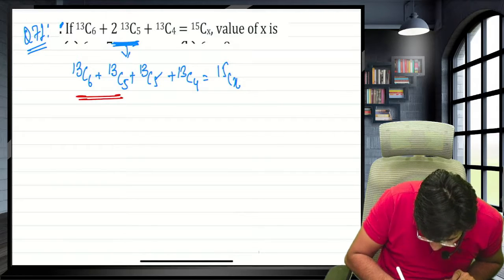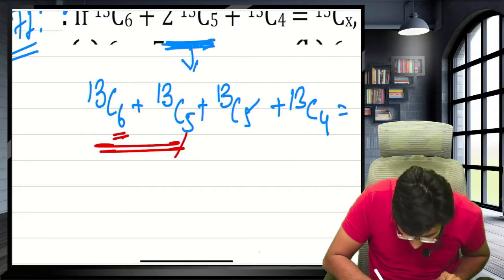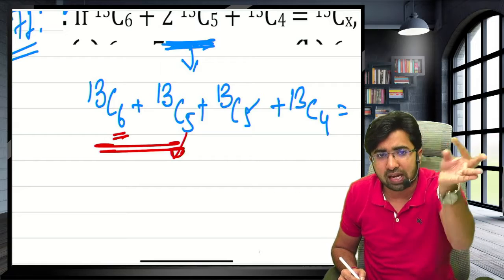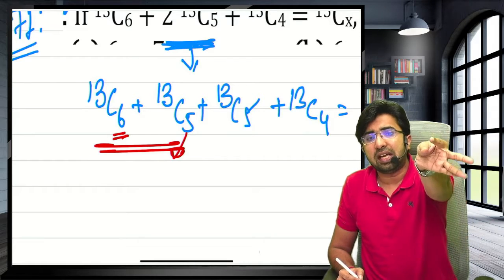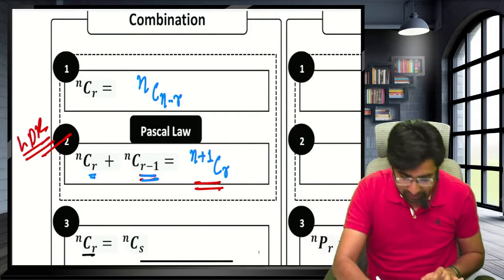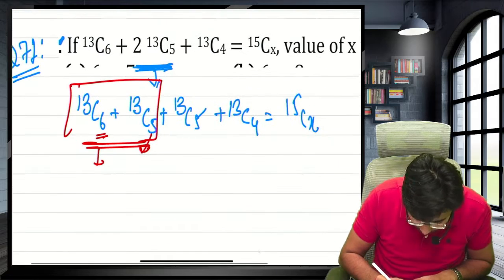Now guys, look at this very carefully. nCr, and here it is r minus 1, and n is the same, 13. One is less, r is reduced by 1. nCr plus nC(r-1). Guys, can I write the Pascal law, (n+1)Cr? Yes, you can replace this with n plus 1. What is n plus 1?